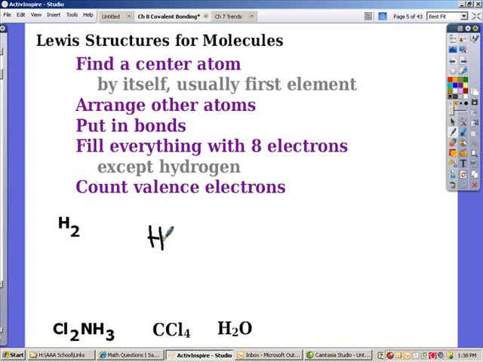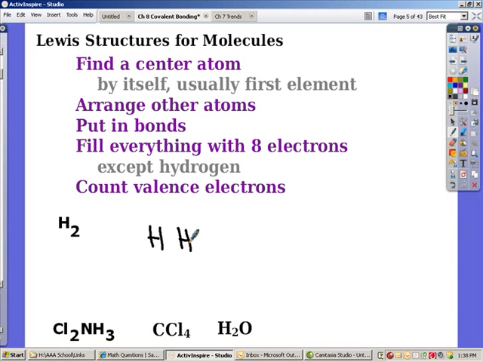And then I've got to arrange my other atoms around it, which it only has 1 other atom. So I'll arrange it around it. There we go. Put it next to it. Third step, put in the bonds. Now this has 2 atoms that are being held together, so I'm predicting there's 1 bond between them.